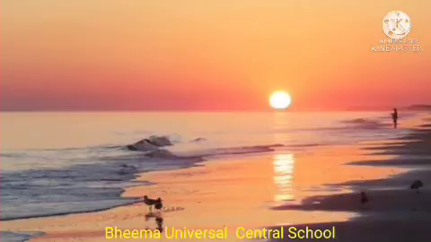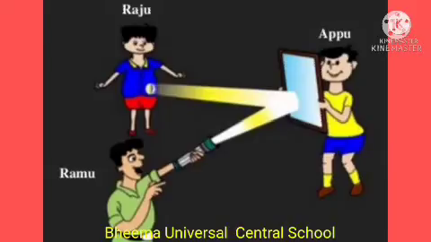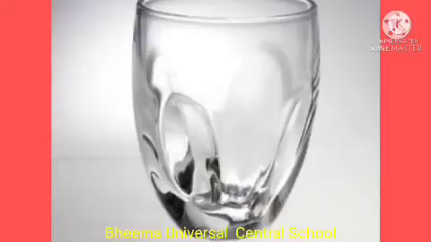What is this phenomenon? The image of the sun in water is due to the reflection of light. When light falls on certain objects, it bounces back. This bouncing back of light from the surface of an object is called reflection of light. We can observe the reflection of light on any object with a smooth surface.